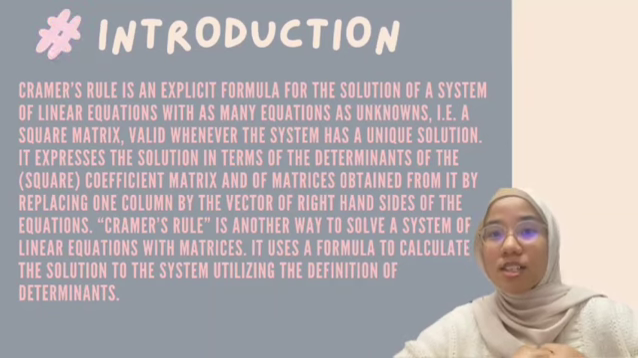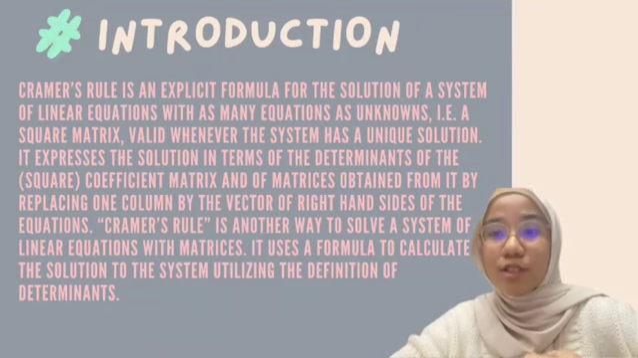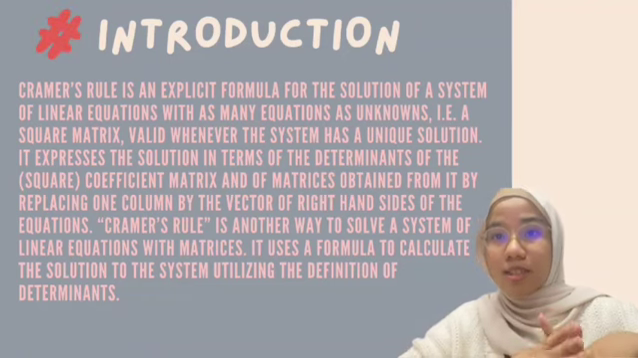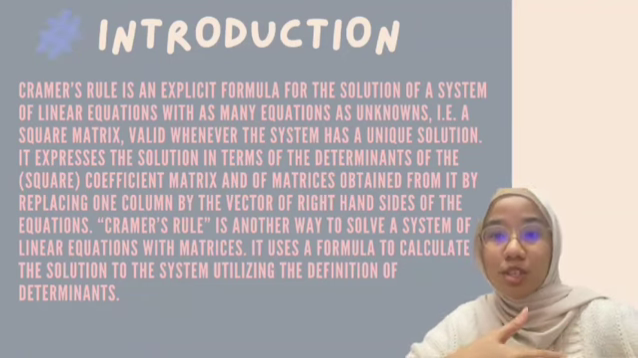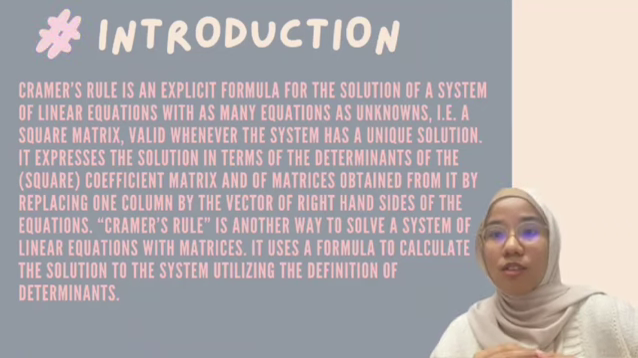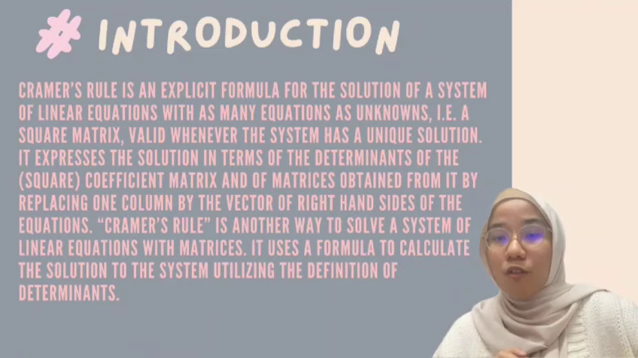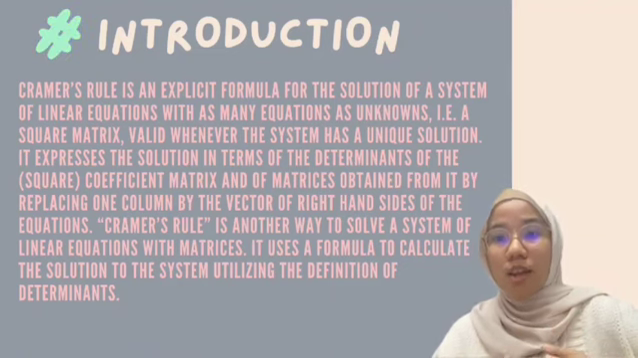Cramer's rule is an explicit formula for the solution of a system of linear equations with as many equations as unknowns, that is, a square matrix, valid whenever the system has a unique solution. It expresses the solution in terms of the determinants of the square coefficient matrix and of matrices obtained from it by replacing one column by the vector of right-hand side of the equations.